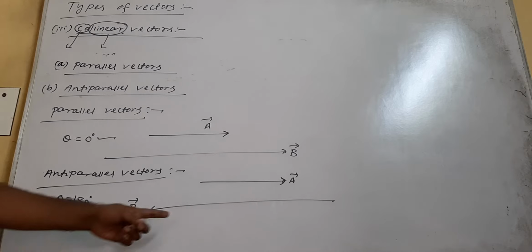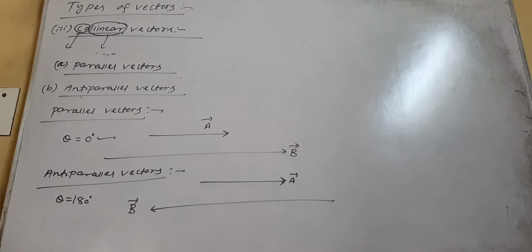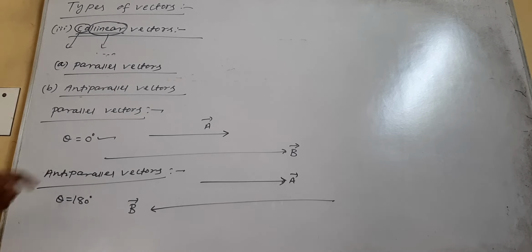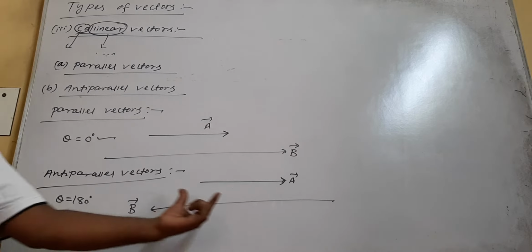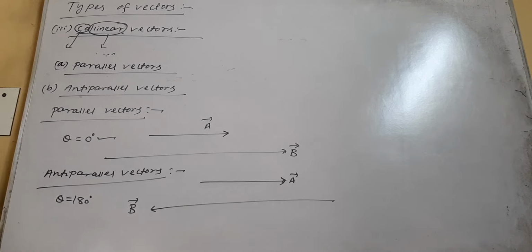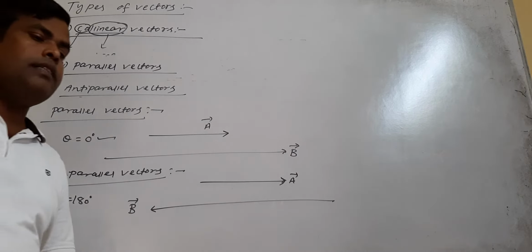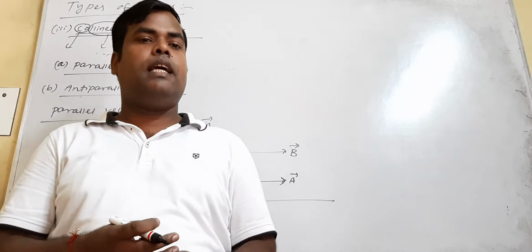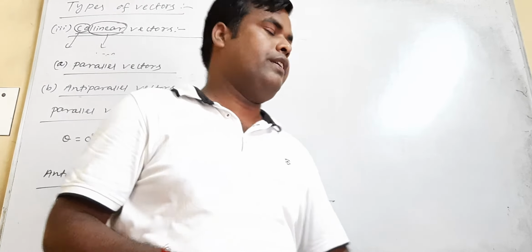What about their magnitude? Like parallel vectors, their magnitude may or may not be the same, but if the direction is opposite, then they are called anti-parallel vectors. Two anti-parallel vectors can be considered as negative of one another when they have the same magnitude.